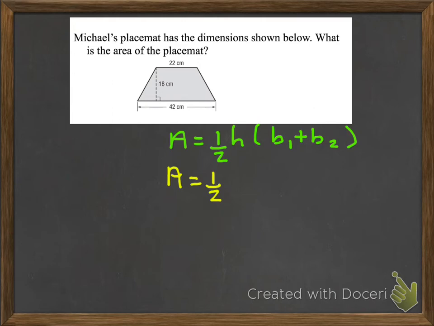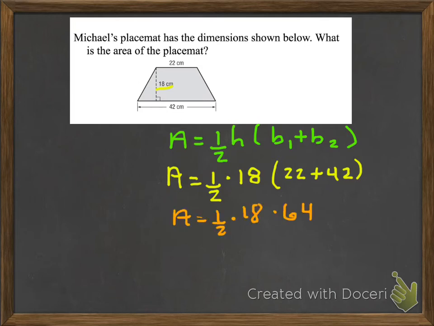Then we're going to do area equals 1/2, and we're going to do times 18, because as you can see right here, 18 is our height, times base 1 plus base 2. So we're going to have 22 plus 42. And remember, as usual, those two are going to be interchangeable. So 42, 22, it doesn't matter which order you put those in. What does matter is that you have the 18 outside with the 1/2. All right, so now you have area equals 1/2 times 18 times 64.